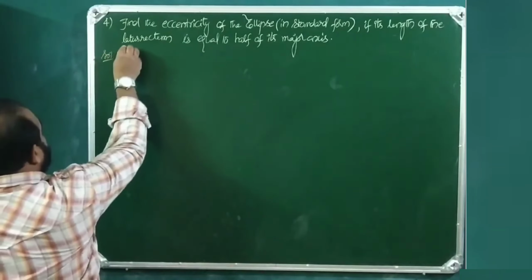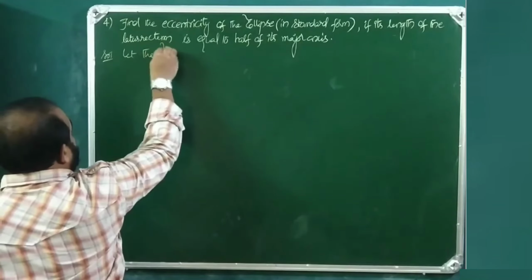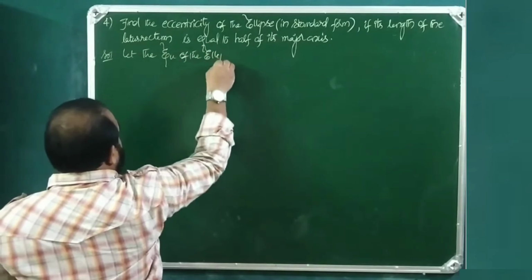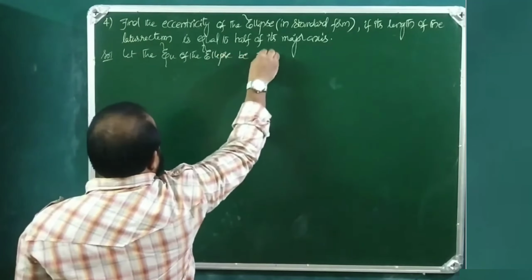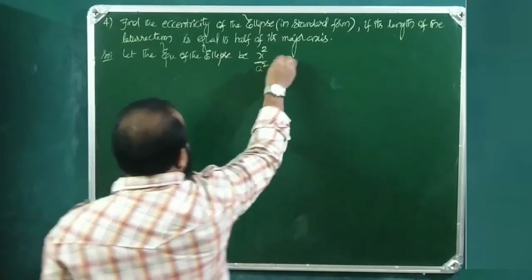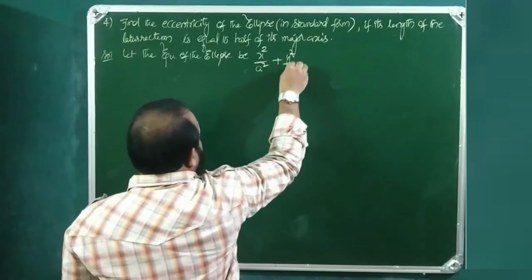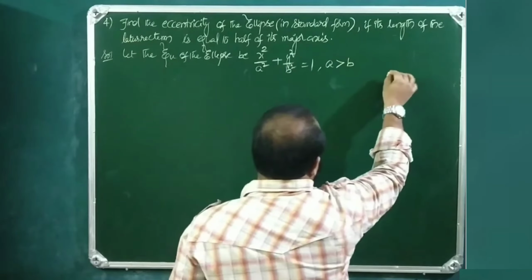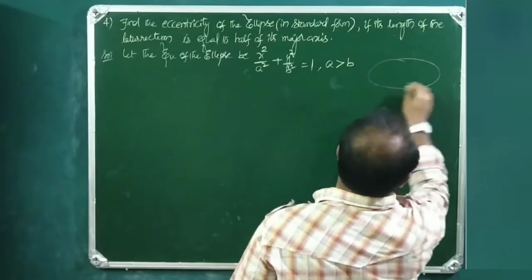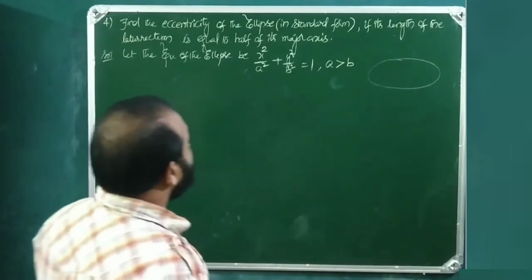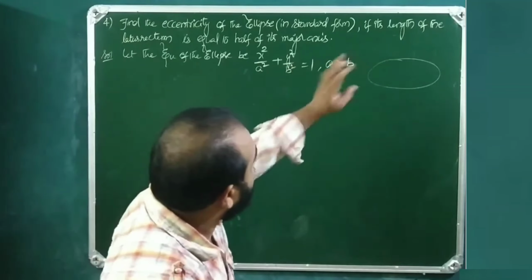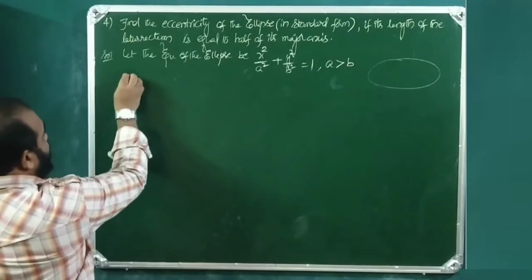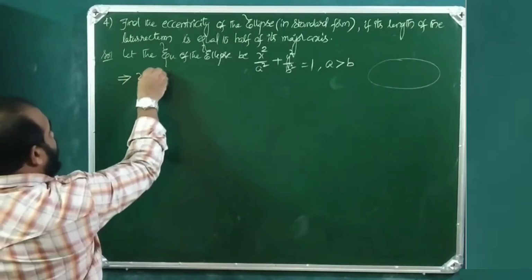So let the equation of the ellipse be x square by a square plus y square by b square equals 1, with a greater than b. So that is, the ellipse will be like this. So the length of the latus rectum means 2b square by a.